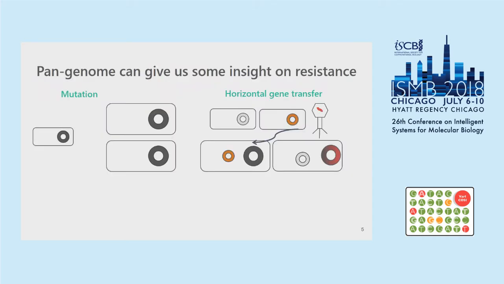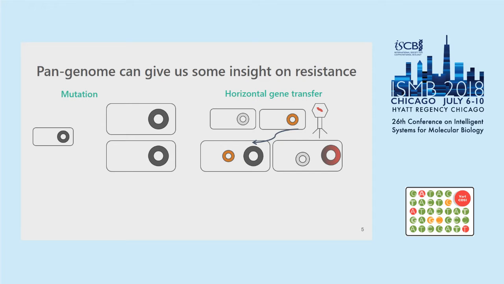So before I dig into what pan-genome is, I want to first explain how a pathogen can get resistance. So they may get resistance from mutation or horizontal gene transfer. Horizontal gene transfer means that the pathogen has access to a pool of genes that doesn't necessarily constrain within a single species. The resistant gene can be from a compatible plasmid or it can be from a phage.